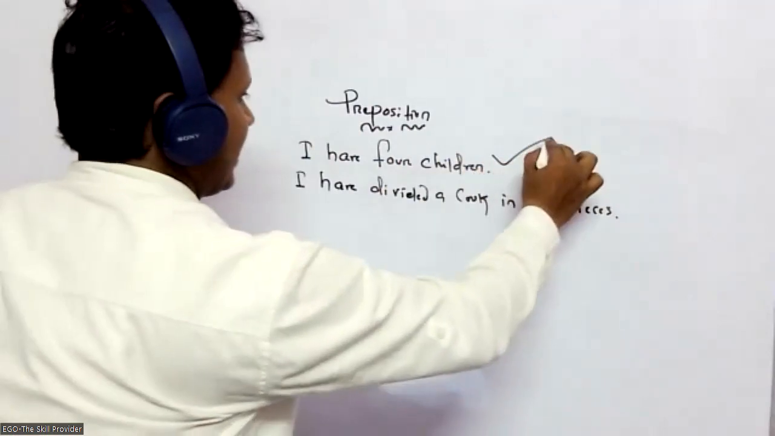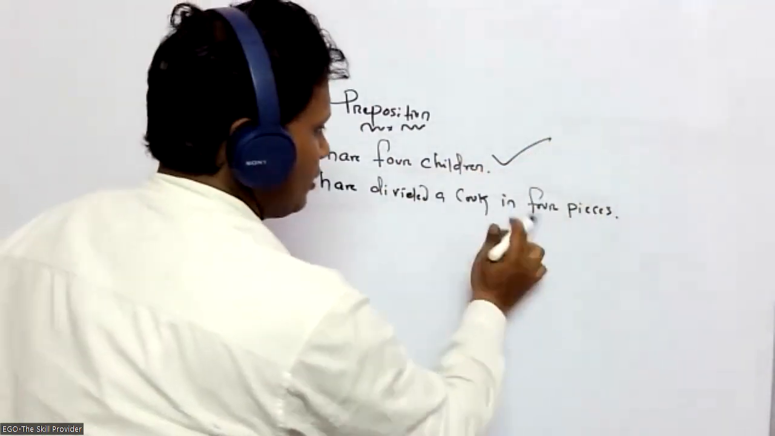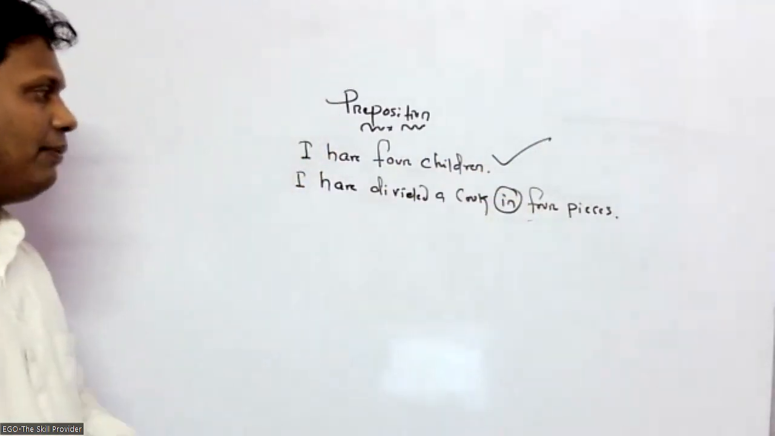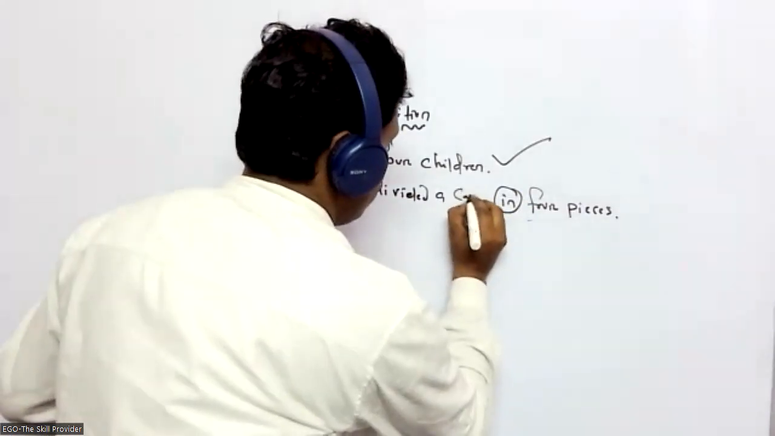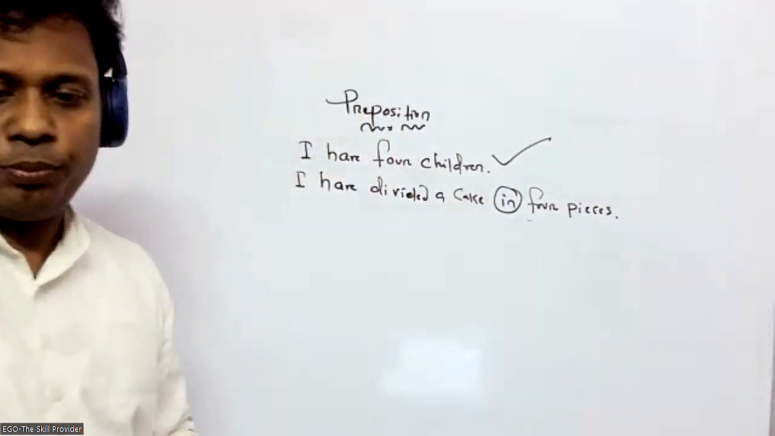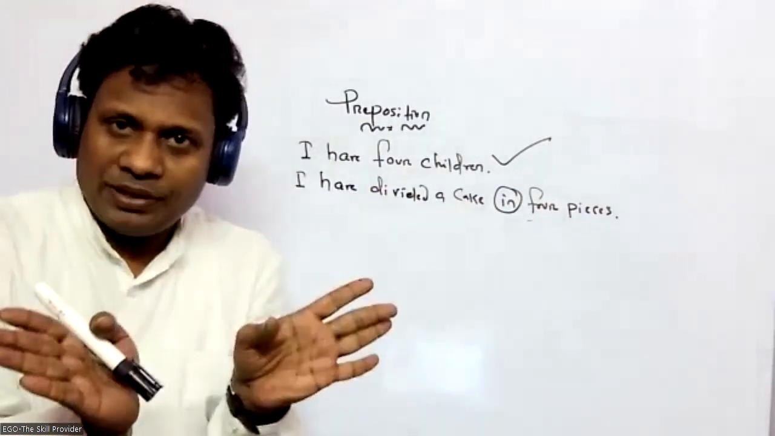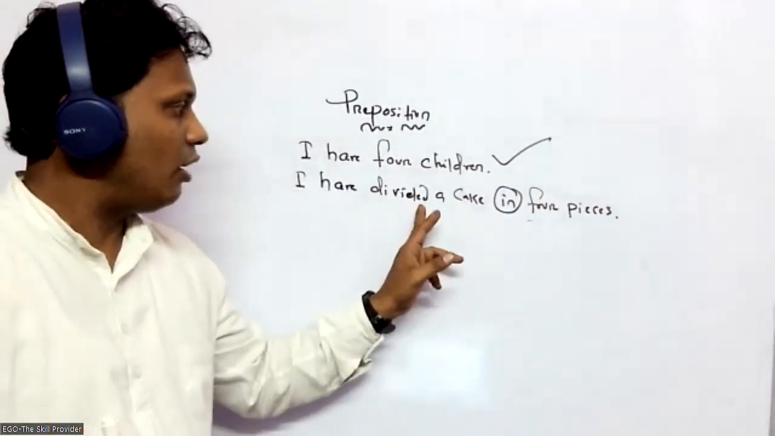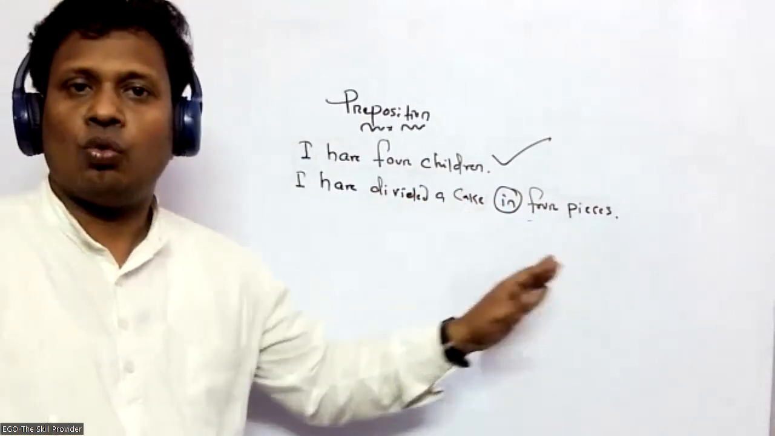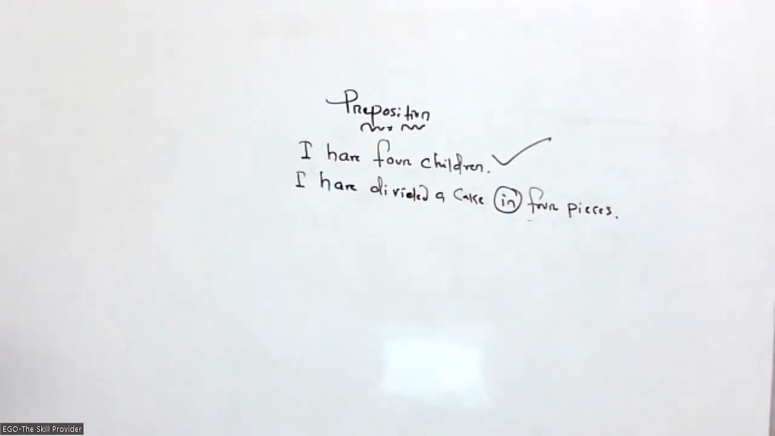So whether the sentence is correct or wrong, tell me, using the preposition. Here something called in is there. I have divided a cake, not cook, cake, in 4 pieces. Suppose you brought a cake and you divided it into four pieces, and you are trying to say this: I have divided the cake in 4 pieces. Whether the sentence is correct or wrong, please tell me. And there you can understand the importance of prepositions in your life.